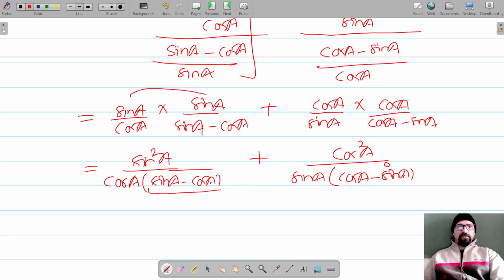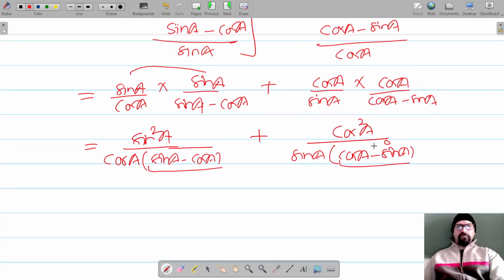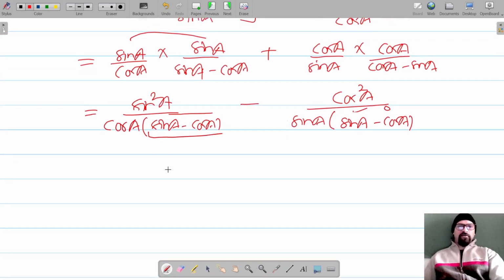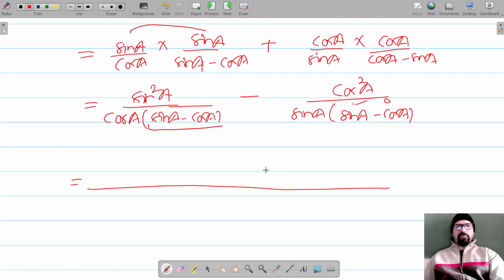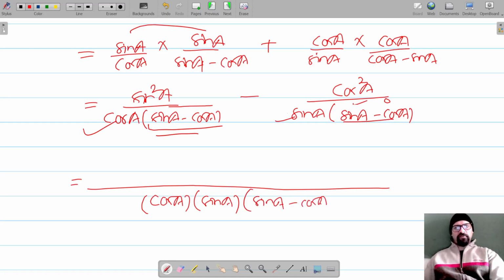Okay, these two terms are almost similar, and the difference is only the negative sign. So I'm going to take negative out of this. So if I take negative out of this, this is now sine A minus cos A, and plus of minus is minus. So this is now minus. Okay, now I can easily take LCM. So LCM is the product of cos A into sine A, and sine A minus cos A, which I'm going to write 1 time. So this is the LCM.